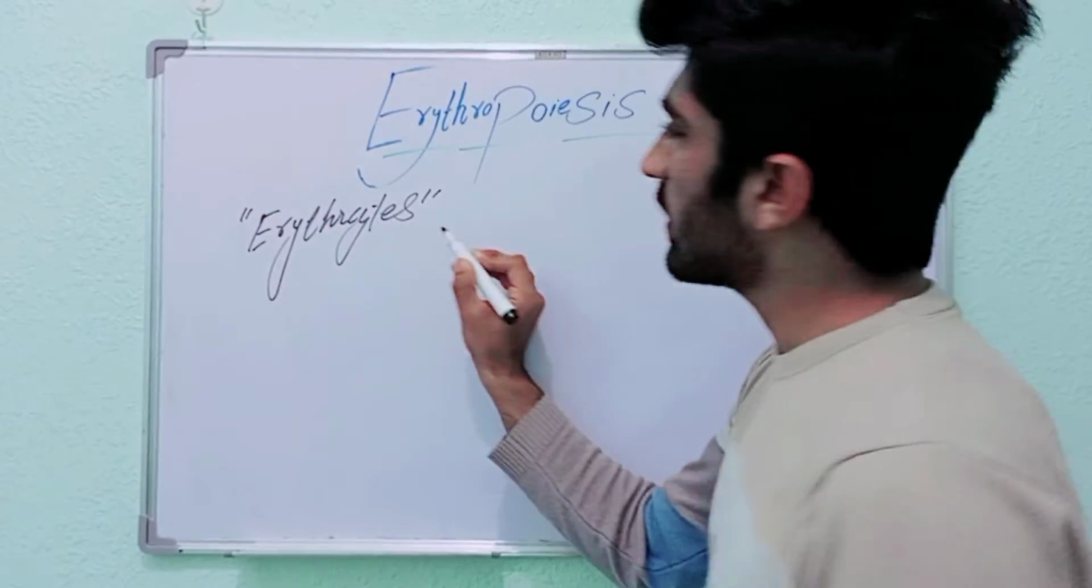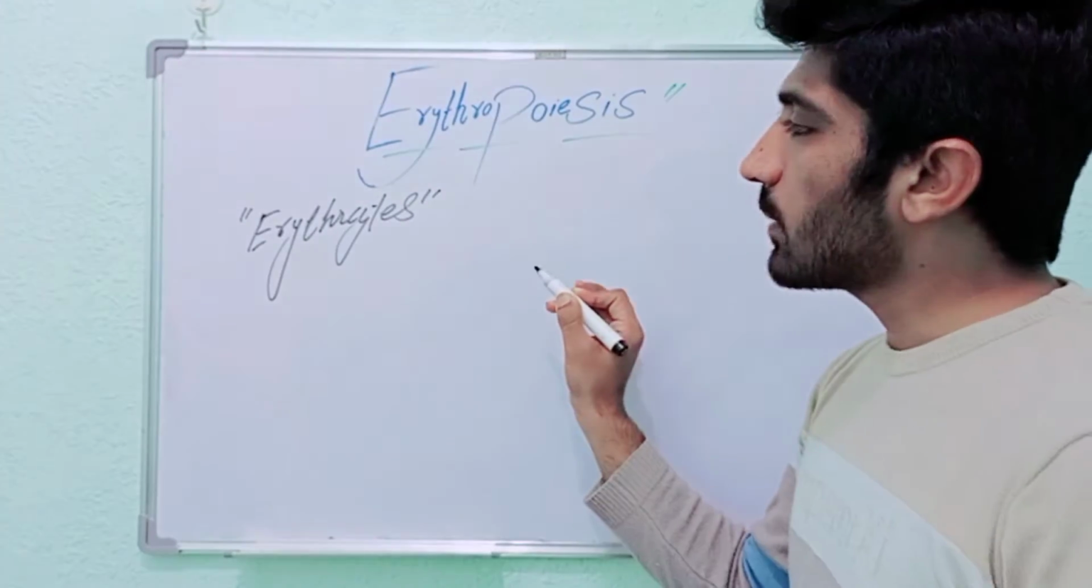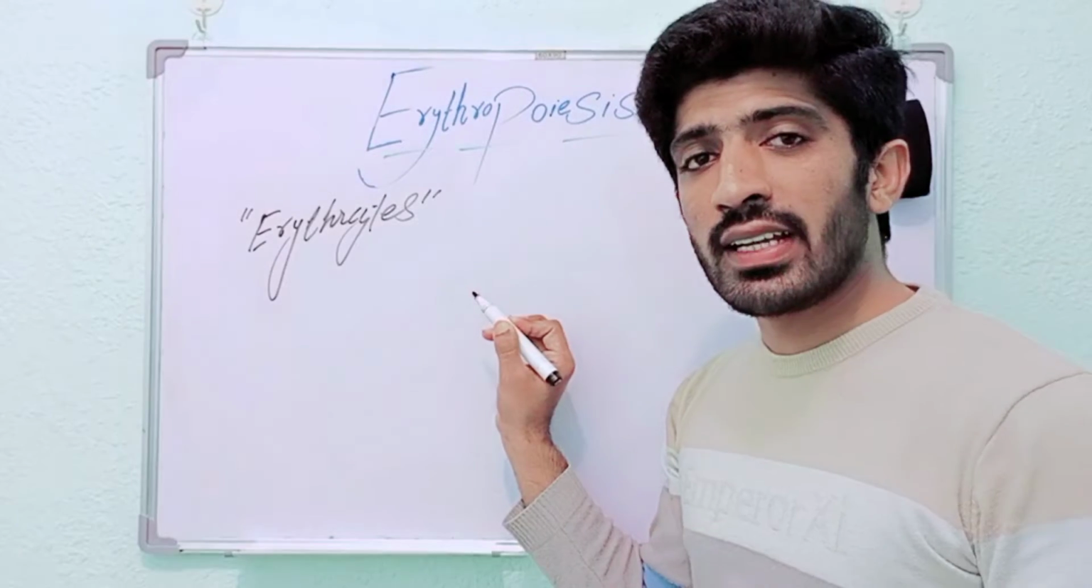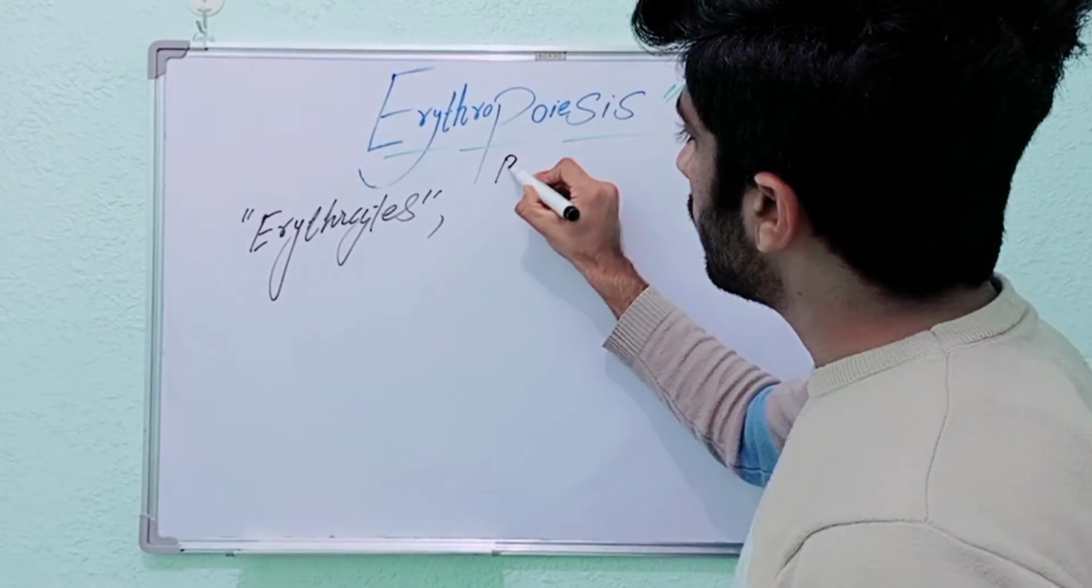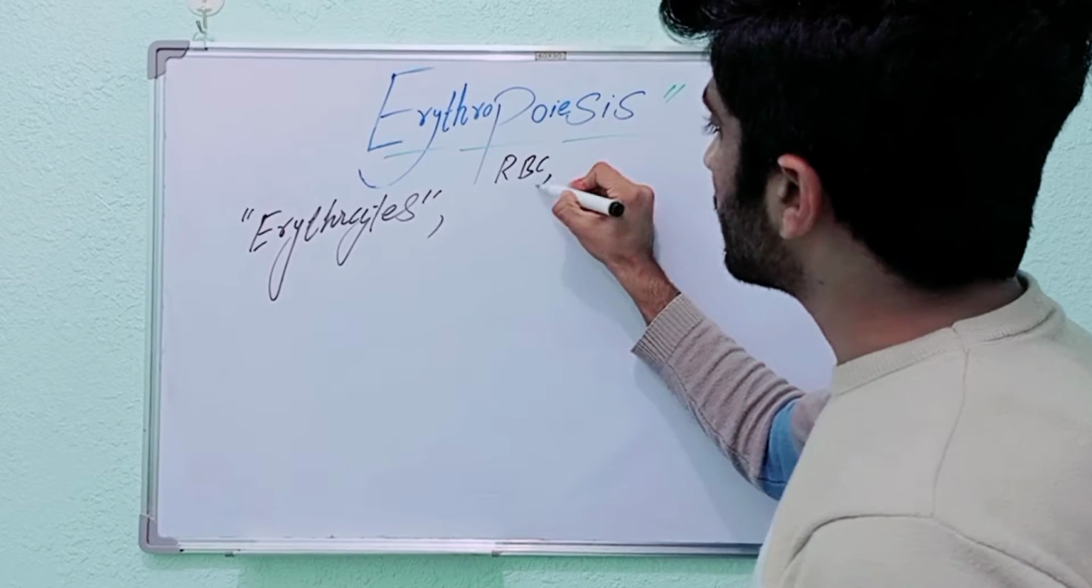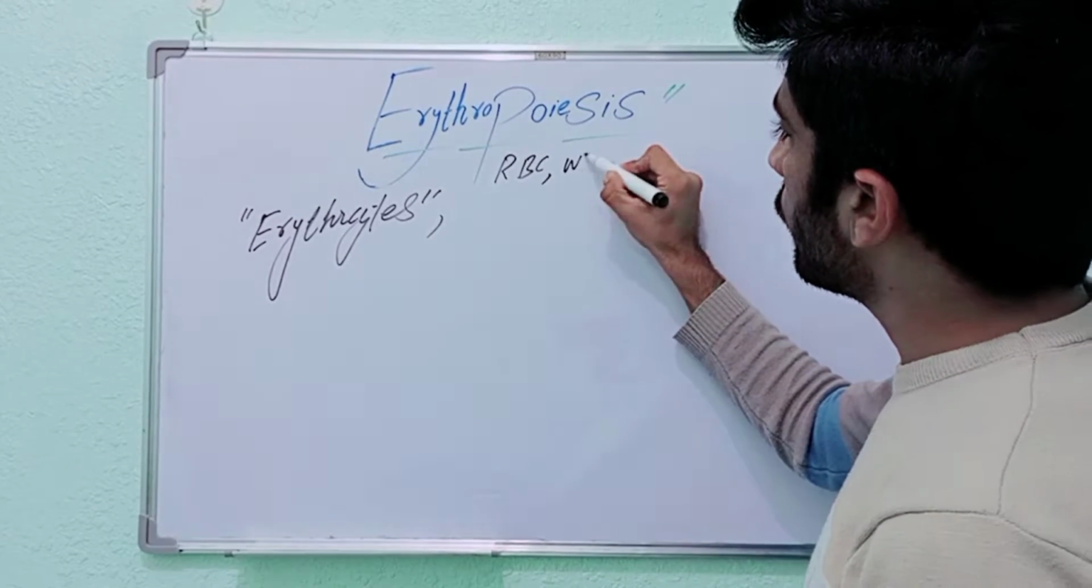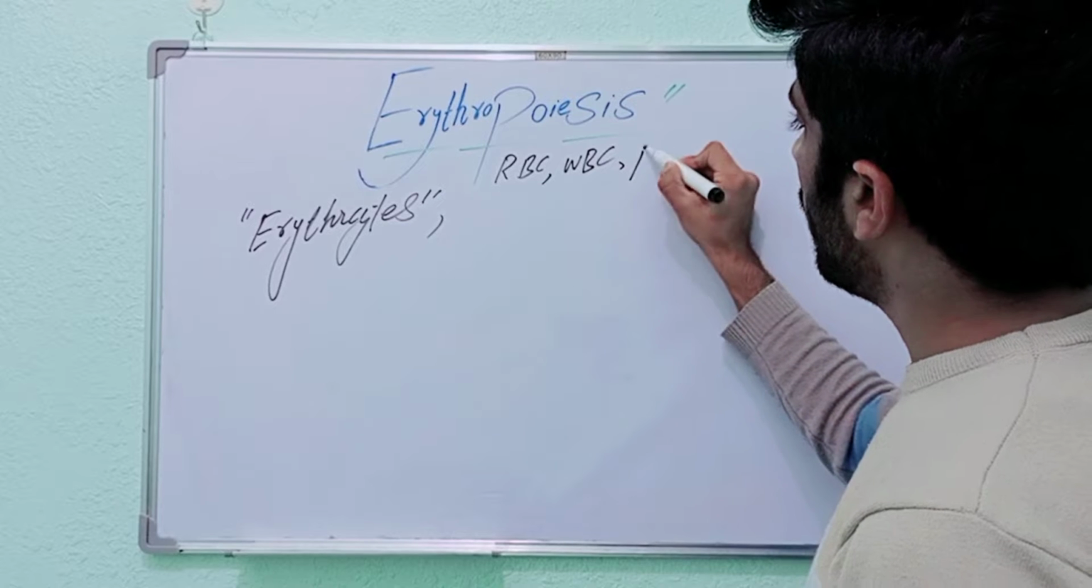So I will talk about what is meant by hemopoiesis. It is the process of origin, development and maturation of all the cells of the blood. For example, red blood cells, white blood cells and platelets.